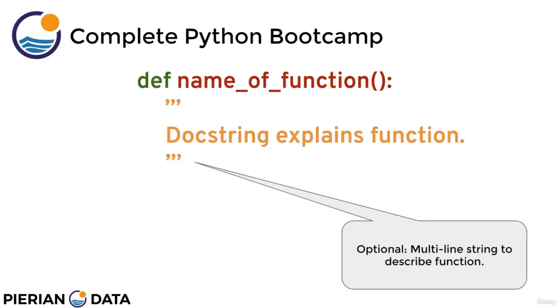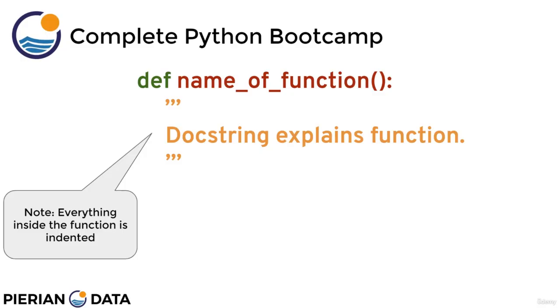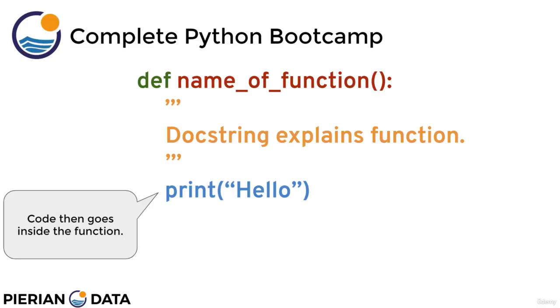So after that comes the optional multi-line string to describe a function. This is called a docstring, and you specify a docstring with triple quotes, which essentially allows you to write a multi-line comment. And this code does not get executed. It's just comment code essentially for someone else who's reading this function, or for you at a later date, that will explain what the function is supposed to do. And now you should start noting that everything inside the function is indented. And then you're going to write the code that you want to be executed every time you call the function.